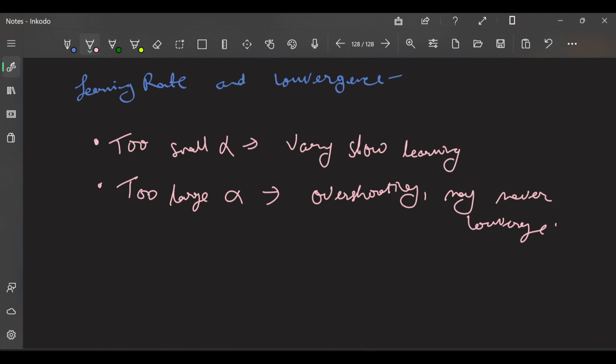The next is challenges and variants. The first one is local minima: the algorithm might get stuck. In saddle points, the flat region has gradient equal to zero and slow learning. Then there is the vanishing gradient, especially in deep networks. The solutions are momentum, the Adam optimizer, and learning rate scheduling.